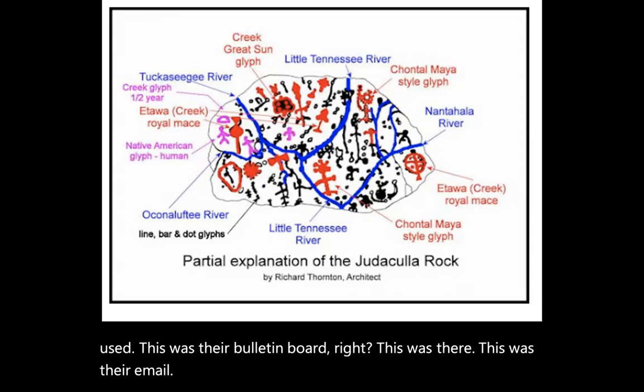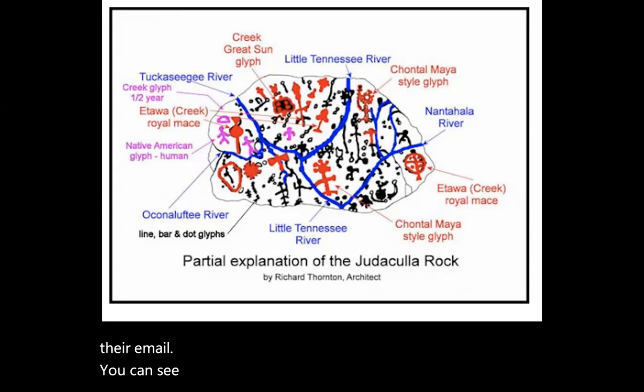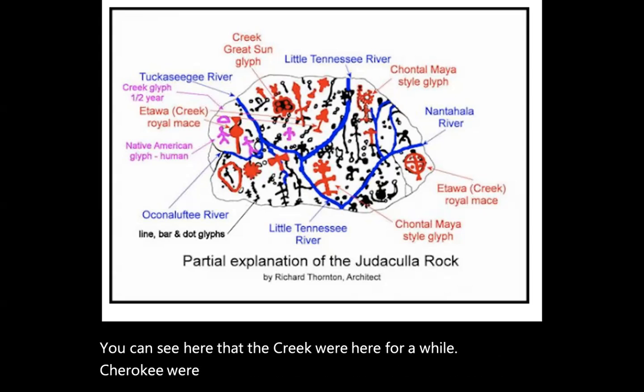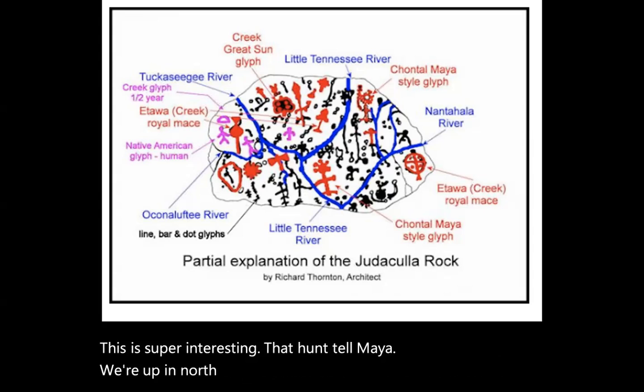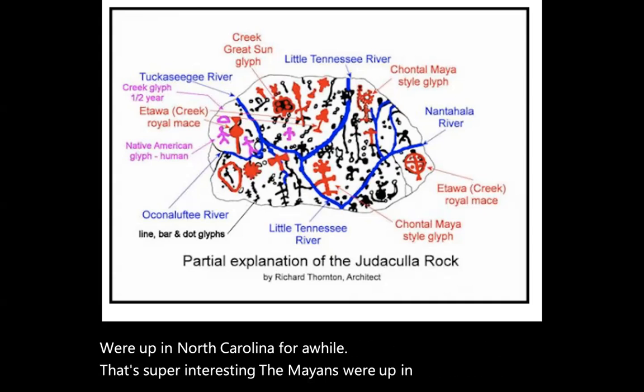You can see here that the Creek were here for a while. The Cherokee were there, and they're there currently. This is super interesting. The Hontal Maya were up in North Carolina for a while. That's super interesting. The Mayans were up in North Carolina putting stuff down.